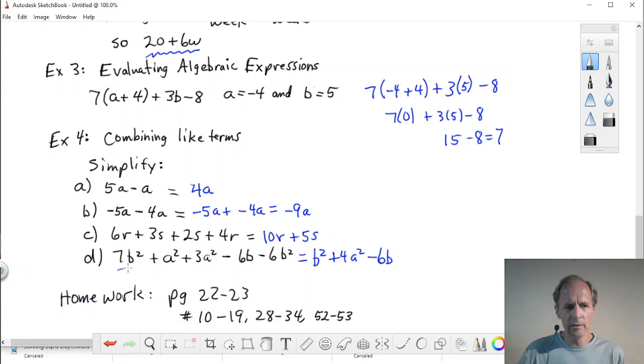7b squared. Sometimes what people do at this point is cross them off as you go. I'll just kind of underline them. 7b squared, negative 6b squared. We got that. We took care of that term. We took care of these, and we got our 4a squared, and the negative 6b, we took care of it also. That way, you could cross them out is another way to do it, and make sure you've accounted for everything.